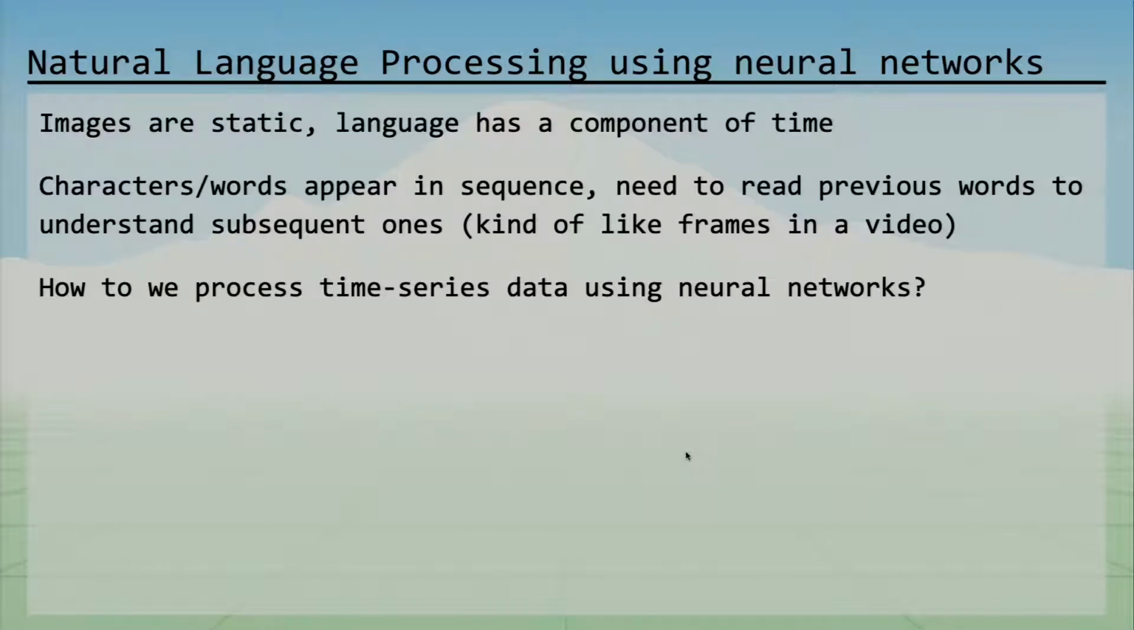And in particular, we have basically a series or a sequence of data where characters or words are appearing in sequence, and you have to read the previous ones to understand what's coming next and be able maybe to refer back to those to do this processing. So, how do we process this time series data using neural networks? What kind of tasks are we going to focus on?